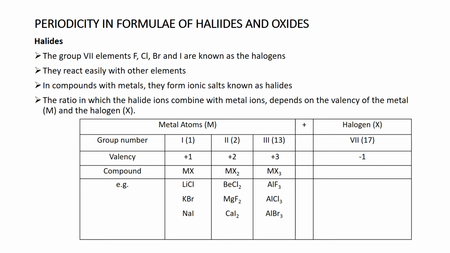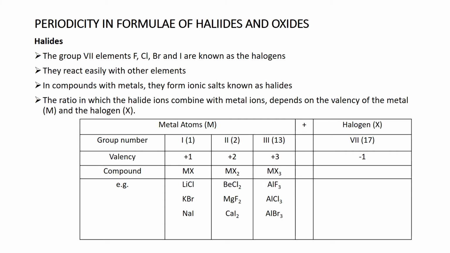The ratio in which the halide ions combine with metal ions will depend on the valency of the metal that the halogen reacts with. Say, for example, a halogen reacts with a metal in group 1. So the compound will be MX, for example. If chlorine reacts with lithium, the formula will be LiCl, lithium chloride.